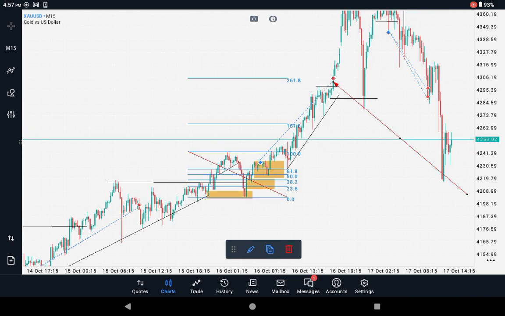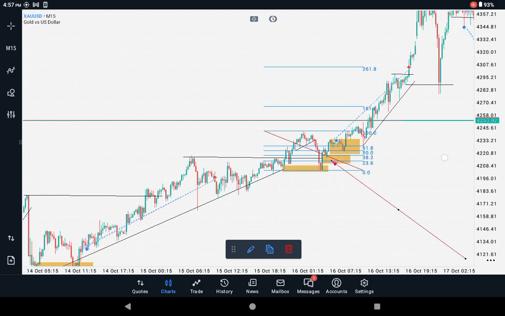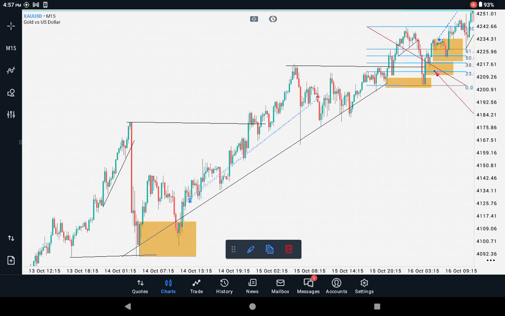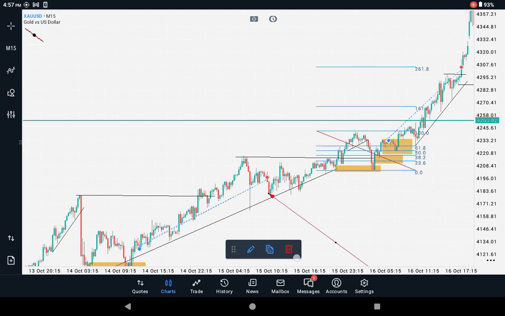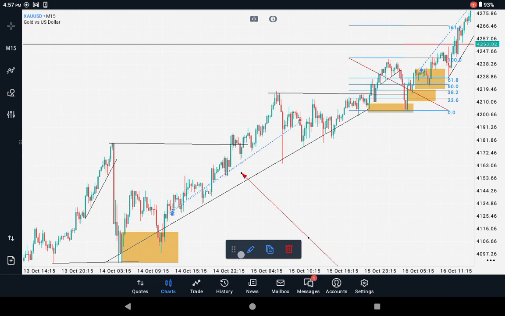This trade was taken based on a sweep of POI 1 and also imbalance. So that is why I took this trade. Similar to the previous trade I took on gold, which is this one as well, it's a similar setup.